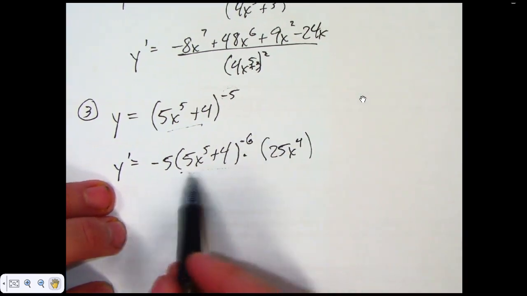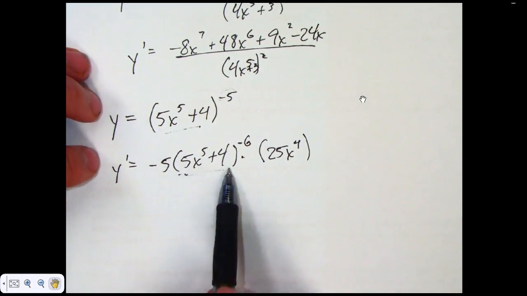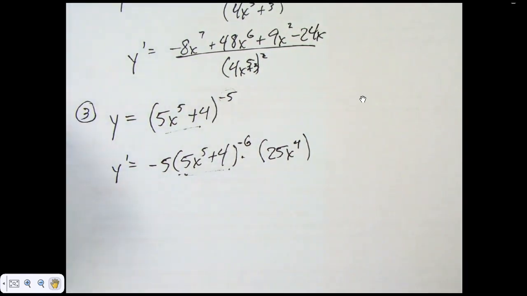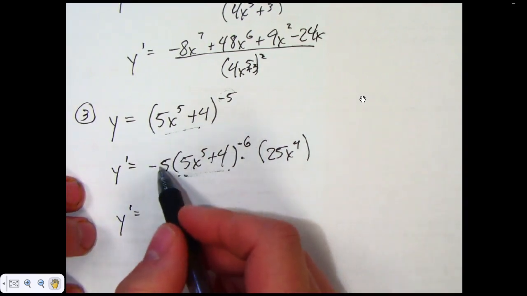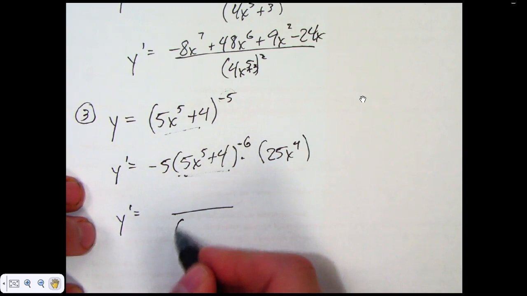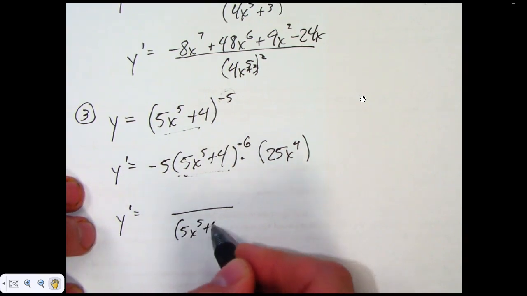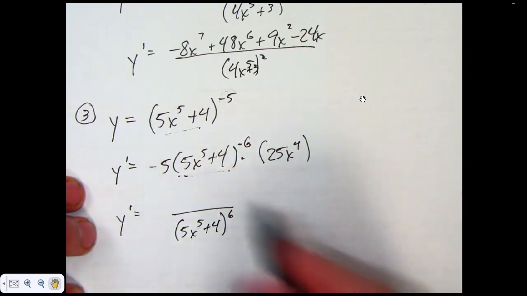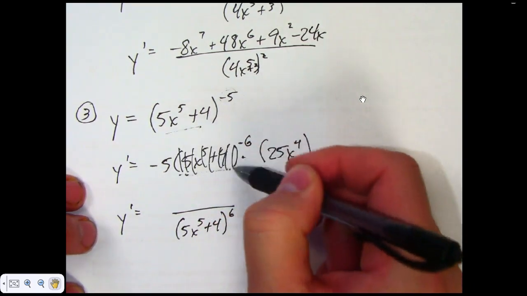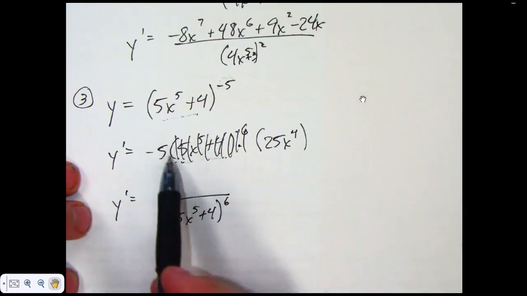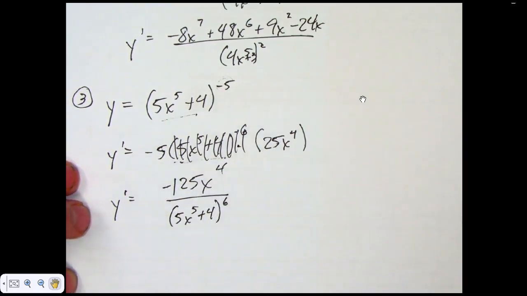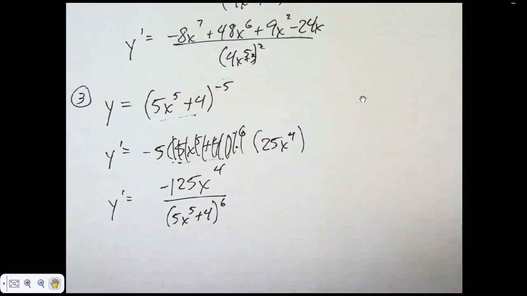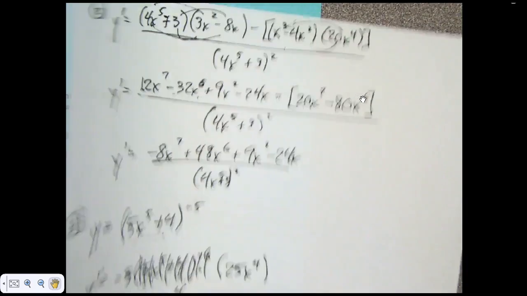So multiplying, like finishing the chain rule and doing the multiply by the derivative of Mr. Packard, if we want to say it that way. And then you're not allowed to have negative exponents. You can have negative numbers, just not negative exponents. So this 5x to the 5th plus 4 goes down to the bottom and becomes to the 6th power. So I've kind of taken care of that. And then on top, you could have left it like this, or you could have multiplied it and said negative 125x to the 4th.